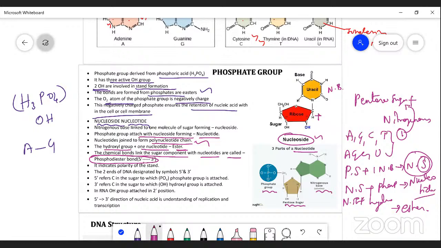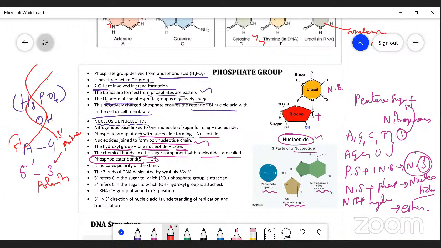That is only mentioned like 5' or 3'. So what is this word? Prime. You want to pronounce it? Prime. 5' or 3'. This 5' or 3' indicates the polarity of the strand. For example, DNA looks like this. These are the two strands, and they are marked 5' and 3'. This only shows the polarity of the strand. The two ends of the strand, that is the two ends of the DNA, are designated by the symbols 5' as well as 3'.